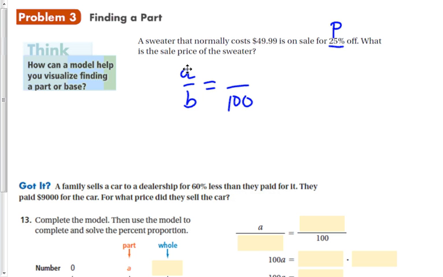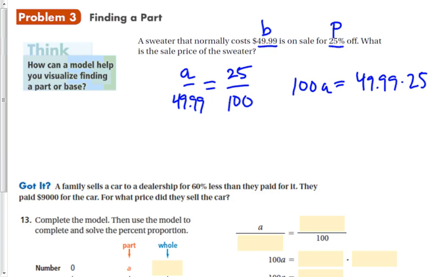And the sweater normally costs $49.99. That is the whole, because that is the whole price. So price without, so that's going to go where B is. And so we get this proportion. And so they're using cross products, and we get 100 times A is equal to $49.99 times 25. And divide both sides by 100. And we get A is equal to $49.99 times 25 divided by 100, which is 12.5.